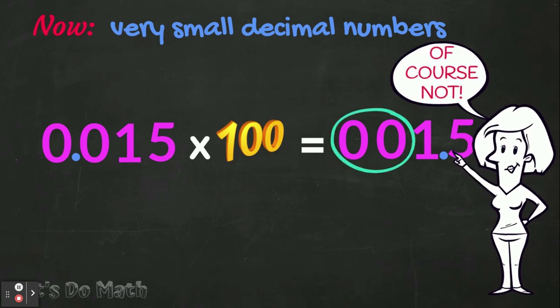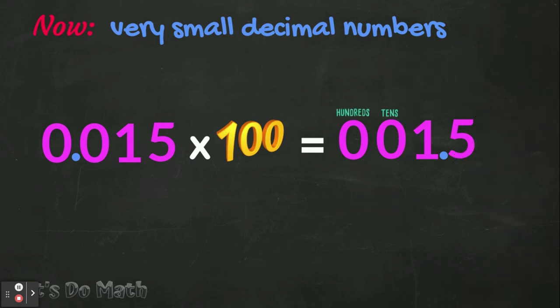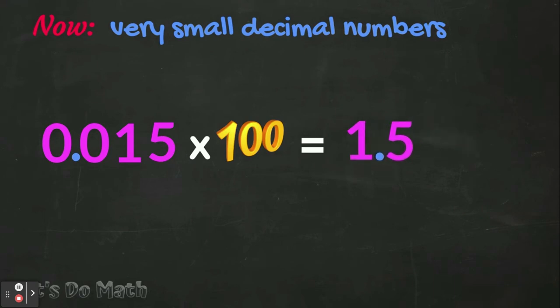Of course not. Those zeros are just empty placeholders telling us 010s and 000s. We don't need them at all. In our answer, we just show 0.015 times 100 is 1.5.